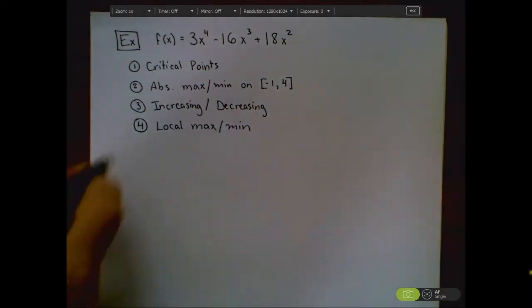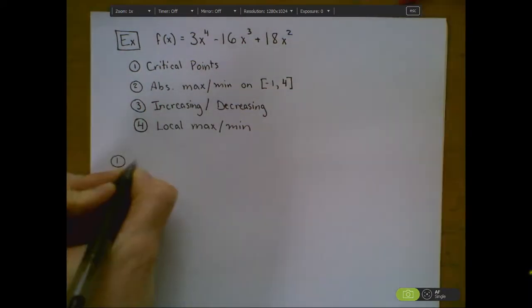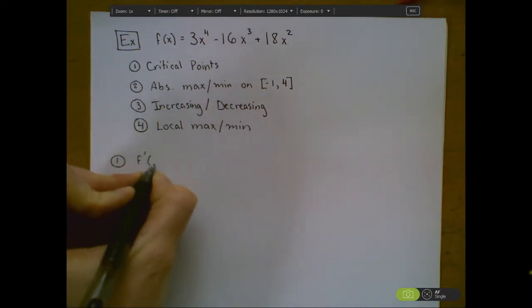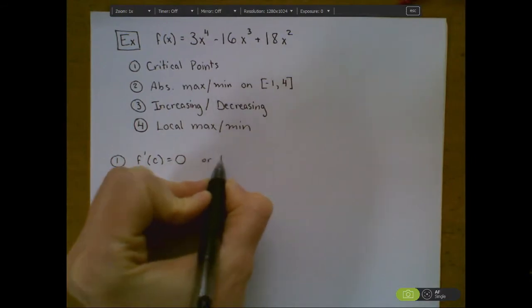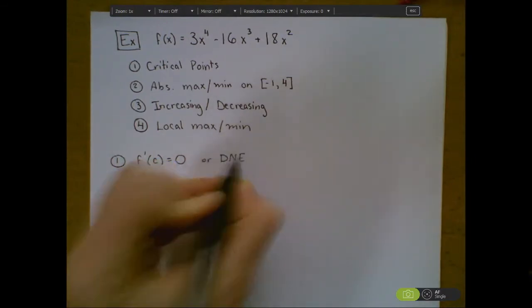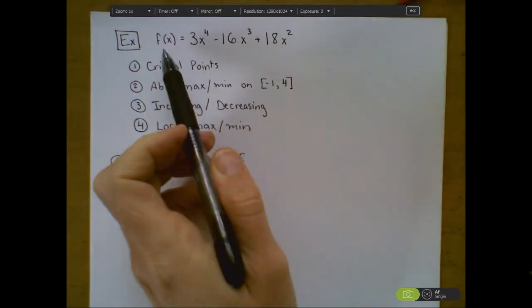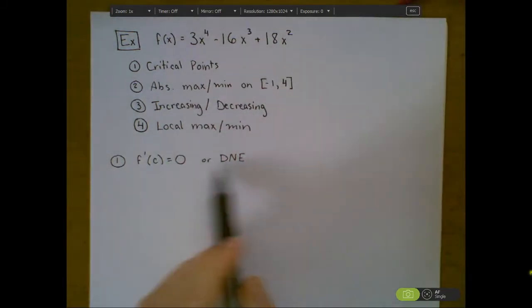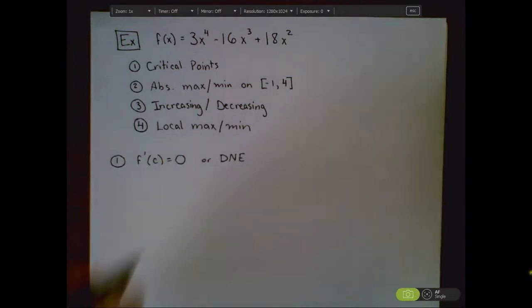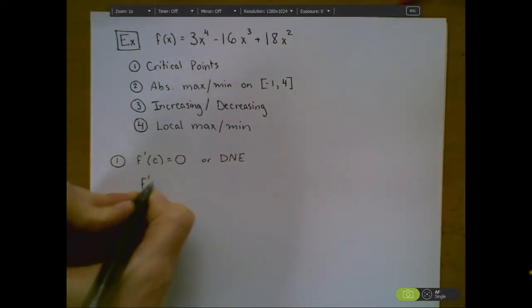So let's start with critical points. Recall that a critical point is a place where our derivative is equal to 0 or our derivative does not exist. And in this case, we see that this is a polynomial. It's a continuous curvy squiggly function. We know that it's not going to have any cusps. It's not going to have any places where the derivative doesn't exist. So let's go ahead and take the derivative.